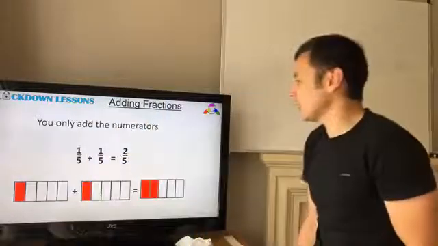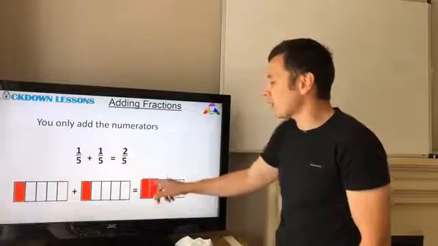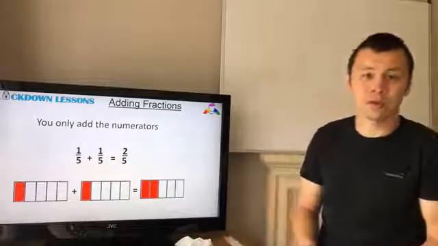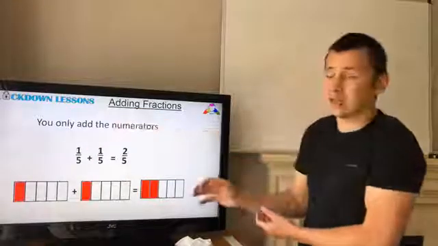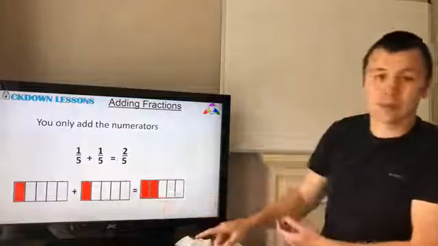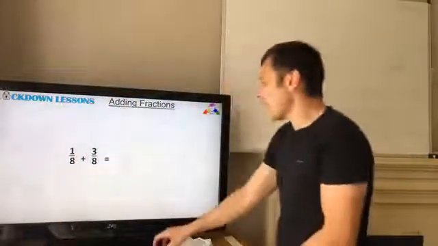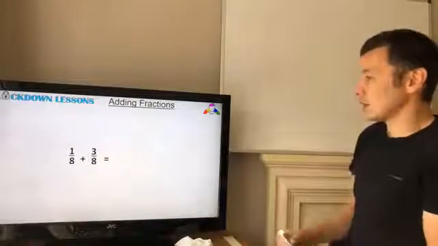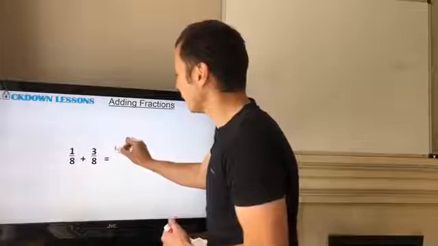The correct answer is this: 1/5 add 1/5 is going to give you 2/5. Nice and easy, you just add the numerators. However, this only works when the denominators are the same. So if we add 1/8 add 3/8, our answer would be 4/8.